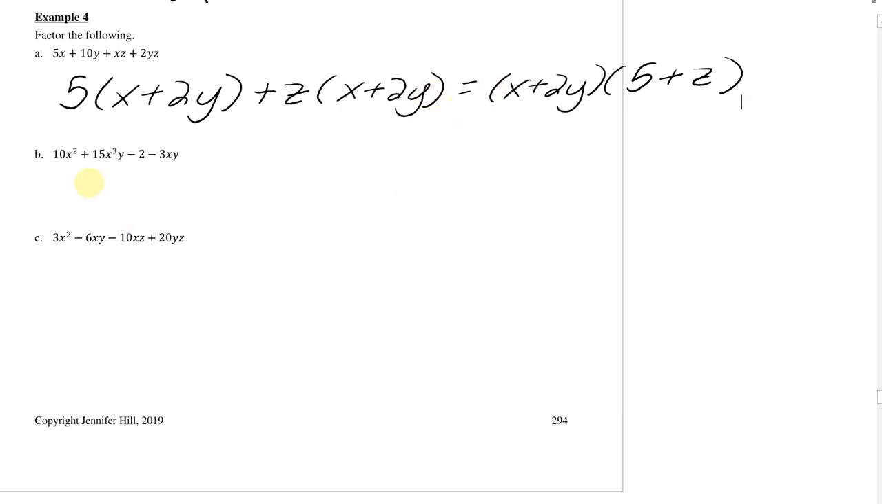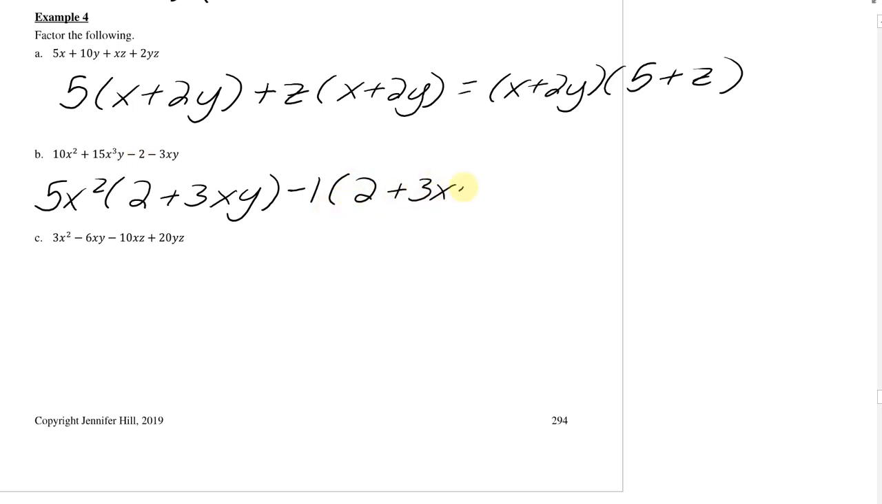Okay, so with these next two, for this I've got, looks like 5x squared is going to be the common term, so then this will be 2 plus 3xy. Now be careful with these other two. All I see here is a minus sign kind of in common. So what I'm going to do is factor out a -1, and when I factor out a -1, that's going to flip the signs of both of these, right? So this will now become 2 plus 3xy.